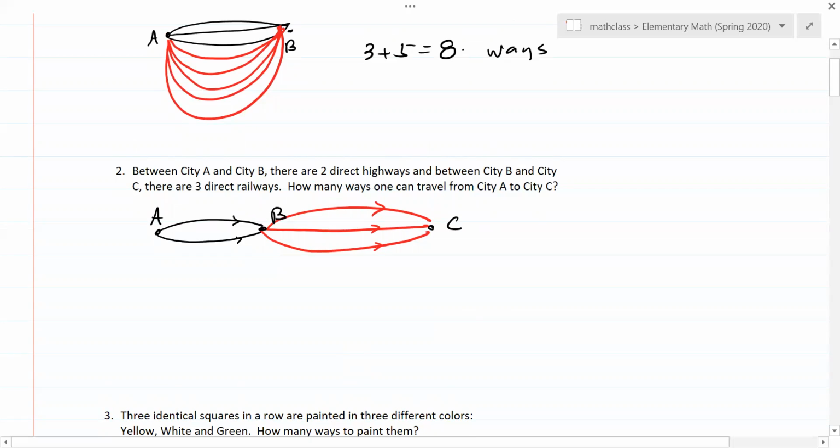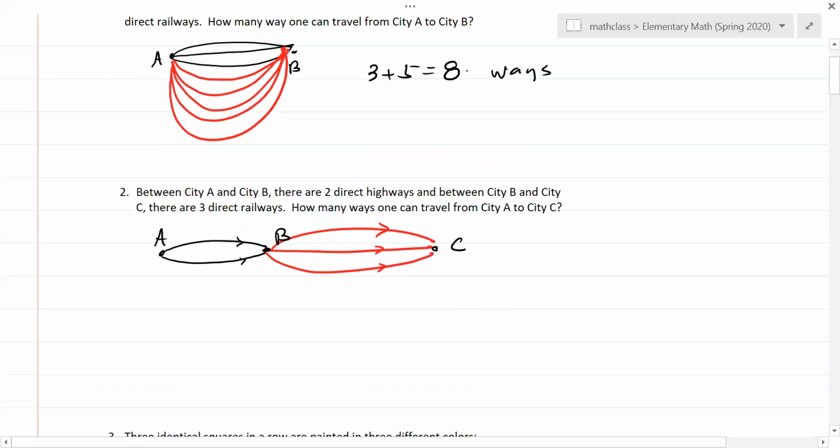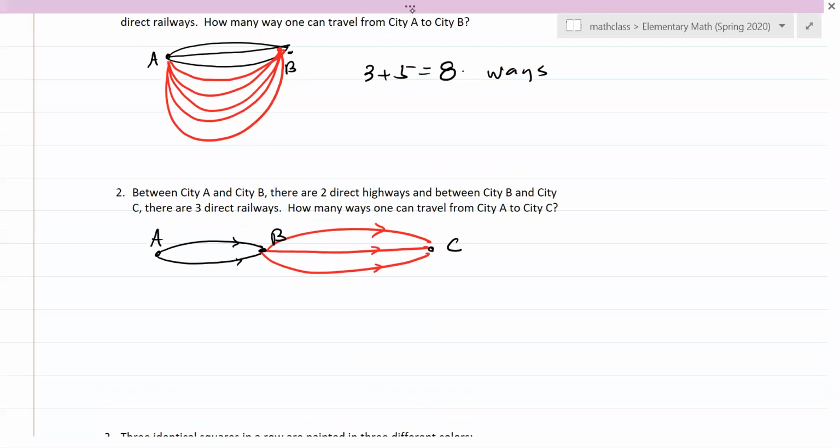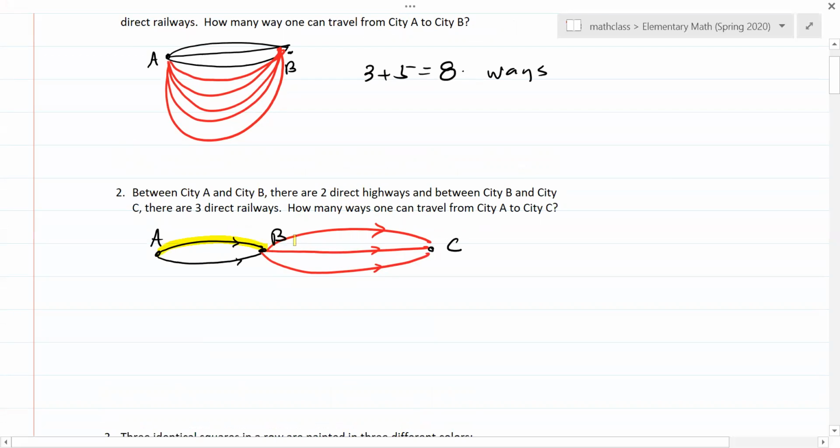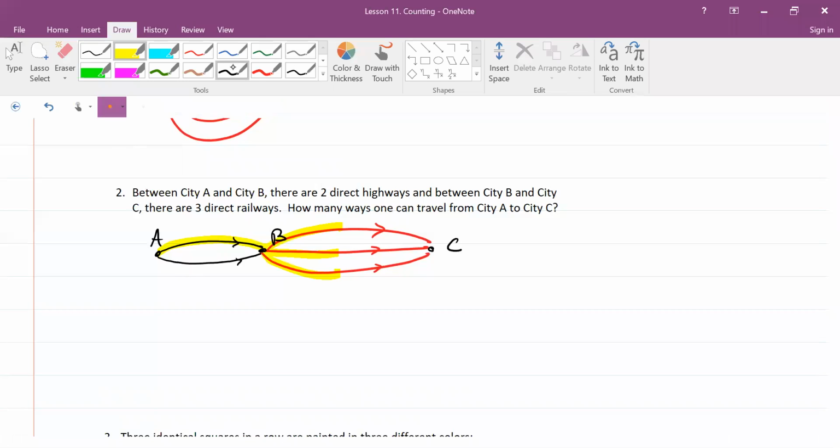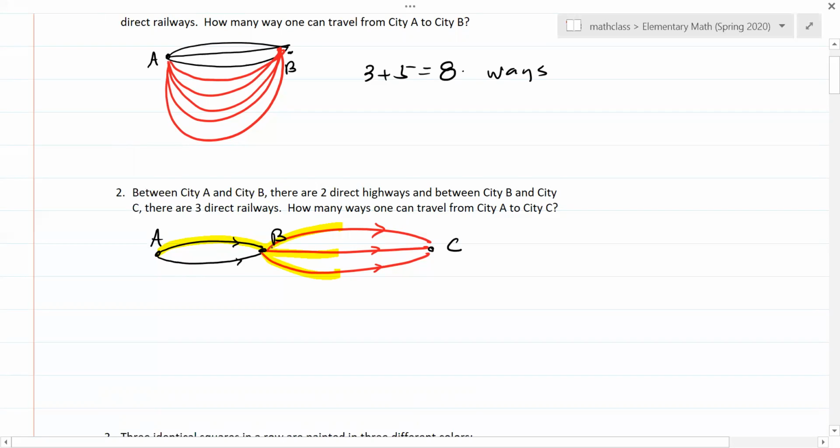Well, you can count in the following way. If you begin with this road, then you have 3 choices. And if you begin with the other road, you also have 3 choices after you pass city B. This is 1, and here 2, and here 1, 2, 3. So we usually solve this problem using the product. Total there are 2 times 3, which is 6 ways.